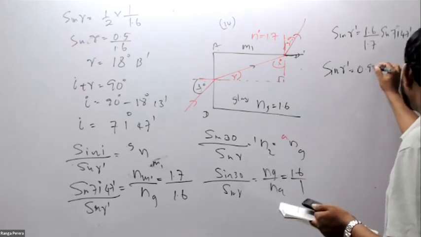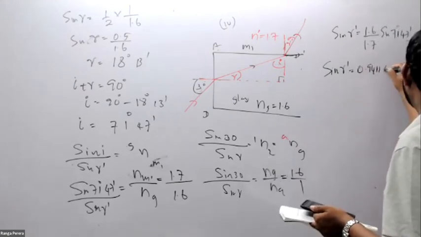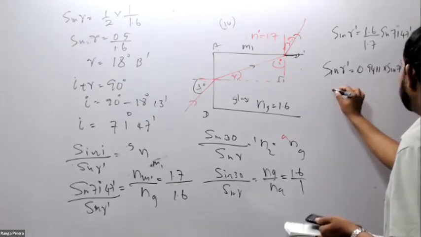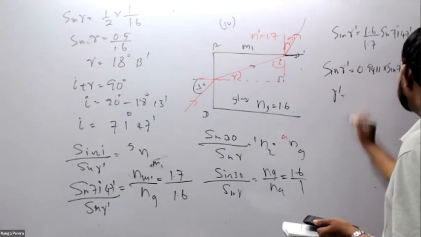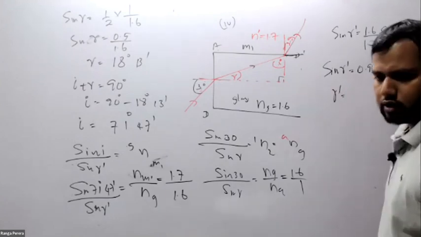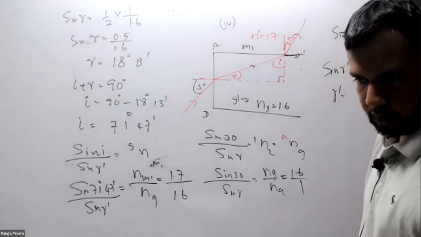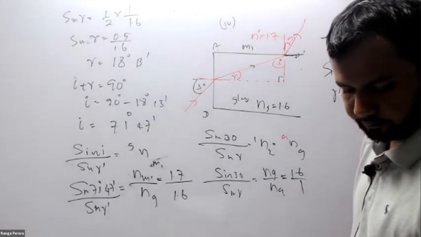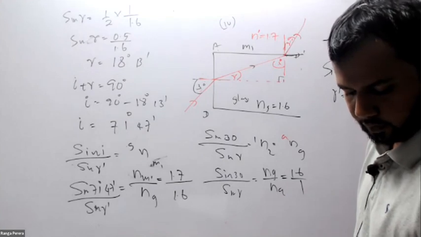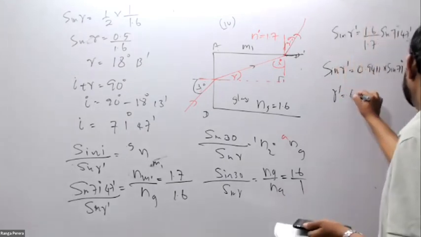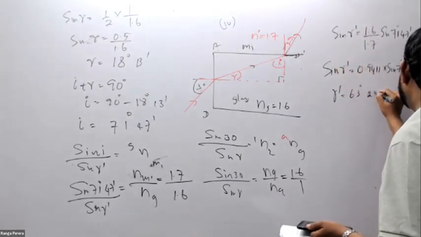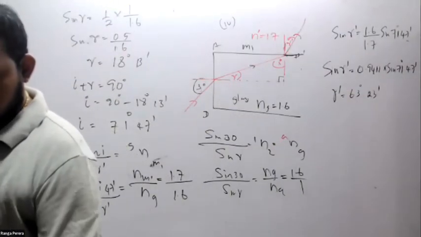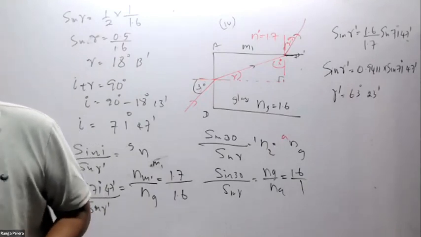Point 9411, sin 71 degrees 47 minutes. R dash equal 63 degrees 23 minutes. Okay. I hope everyone got the answer.